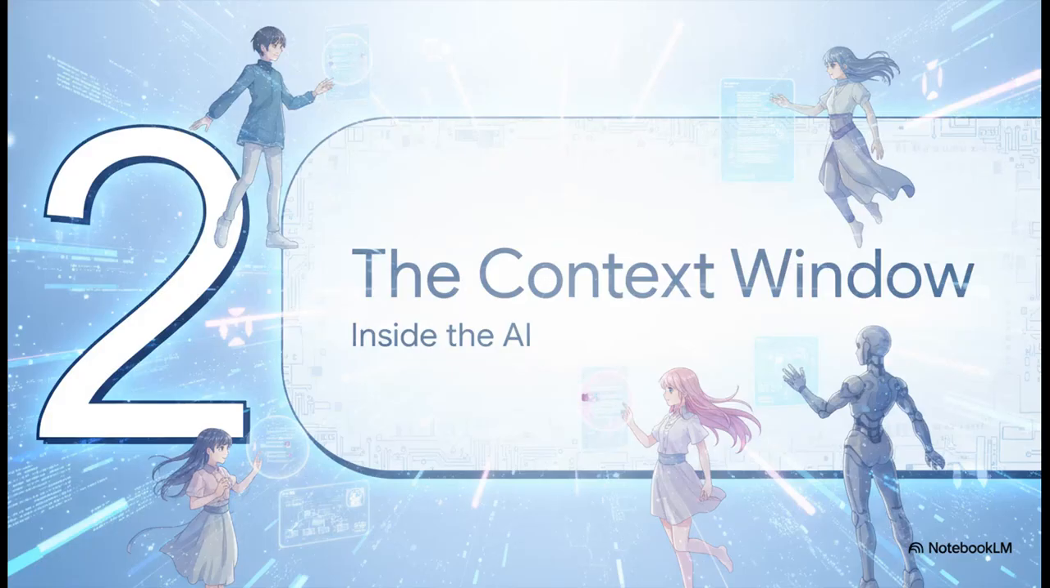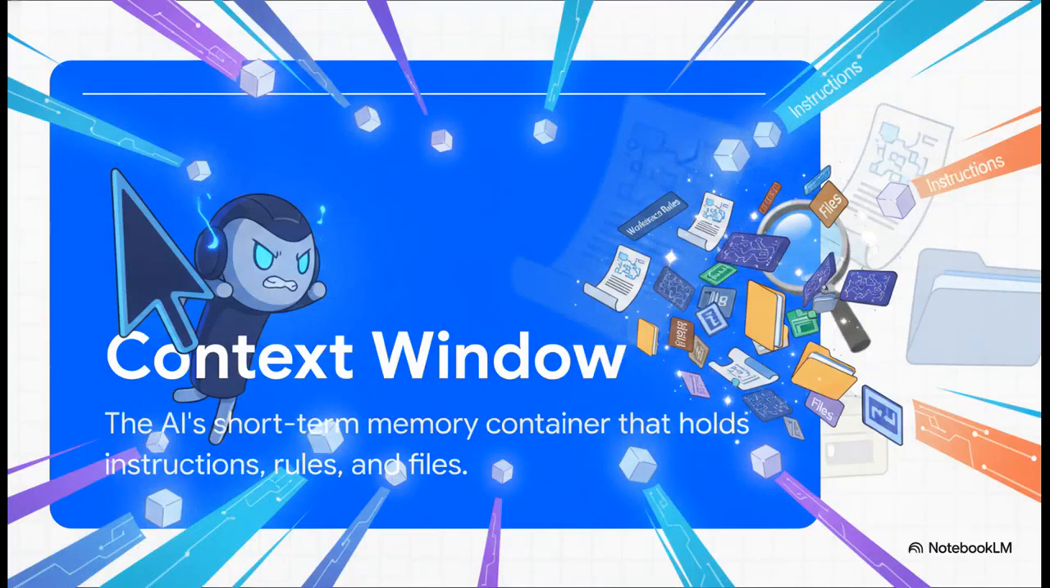Moving right along to Section 2, inside the context window. Let's actually pop the hood here and break down the underlying mechanics of how these AI agents operate when you ask them to do something. Every single time you run a Cursor agent, the AI is working with what's called a context window. Think of this context window like the AI's short-term memory container. It's a bucket, and it can only hold so much information at one single time.